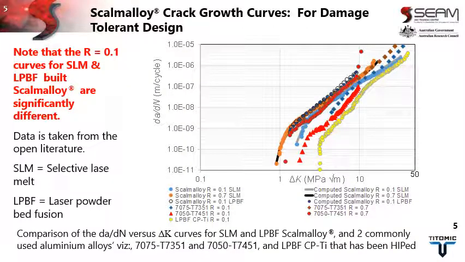This slide presents the crack growth curves, DADN versus delta K, for a Scalmalloy that has been produced by selective laser melt, SLM, and laser powder bed fusion. It also presents the corresponding curves for two commonly used aluminium alloys, 7075 T7351 and 7050 T7451, as well as laser powder bed fusion, commercially pure titanium that has been hipped.